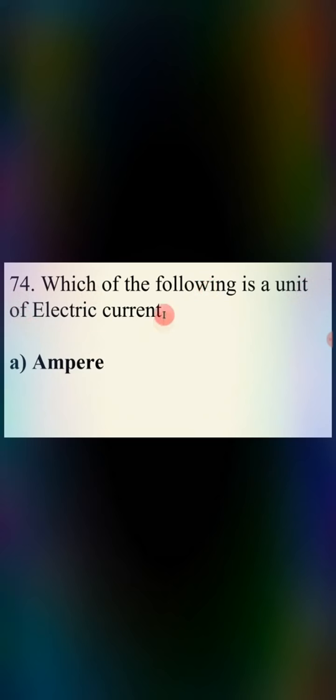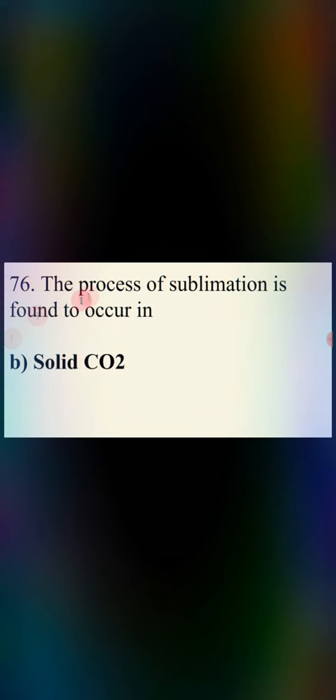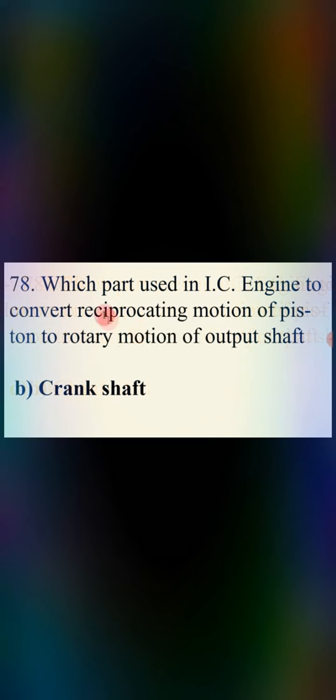Which of the following is a unit of electric current? The unit of electric current is the ampere. The specific heat at constant pressure Cp of an ideal gas is greater than Cv. The process of sublimation occurs in solid CO2. A device used to remove impurities from the boiler is called a blow off cock. By the blow off cock we remove impurities from the boiler.